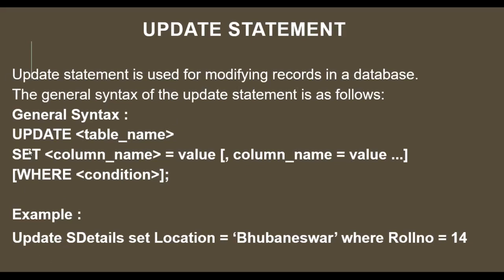I repeat, the general syntax is UPDATE, table name, SET. Then you have to give the column name, which column values have to be changed. You have to mention the column name along with the values. Then you have to give the condition by using the WHERE clause. For example, UPDATE table name SET. SET is a keyword you have to use here. I'm going to modify the location as Bhubaneswar where roll number equal to 14. The record which contains roll number 14 has to be changed to Bhubaneswar location. This is the way to update or modify the records in the database.